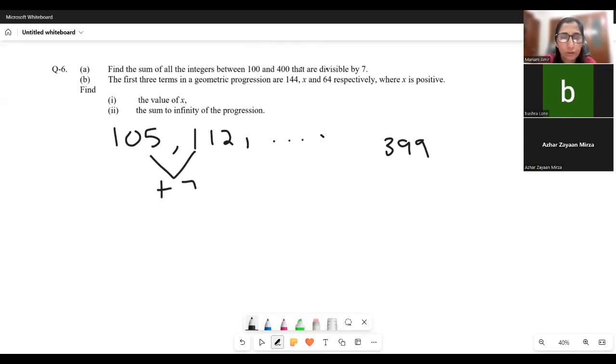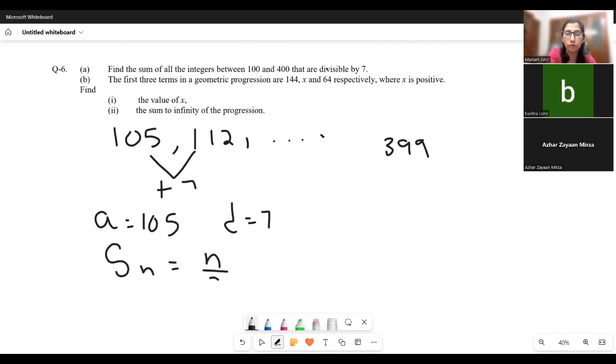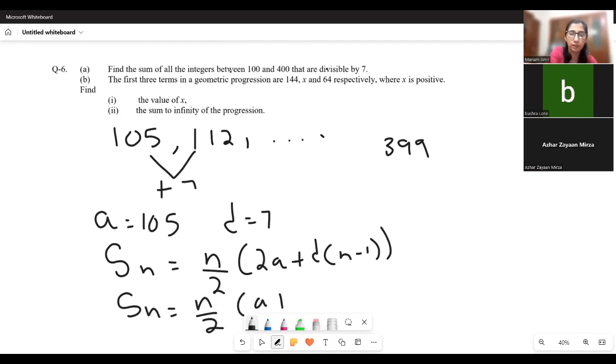So sum of all the integers between 100 and 400 that are divisible by 7. Which series is this? Arithmetic, AP. Yes, it is an arithmetic sequence because there's a common difference of 7. A is 105, D is 7. So we're going to use the formula. You have two options now. Either you use Sn equals n over 2 times 2a plus d times n minus 1, or you use Sn equals n over 2 times a plus l.